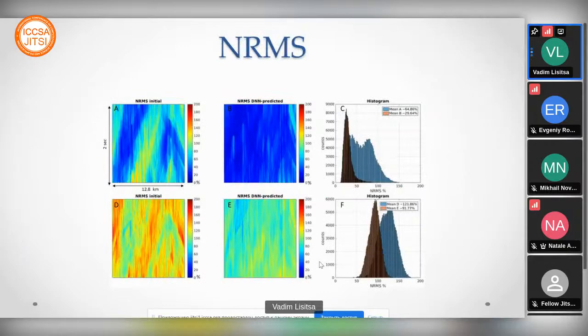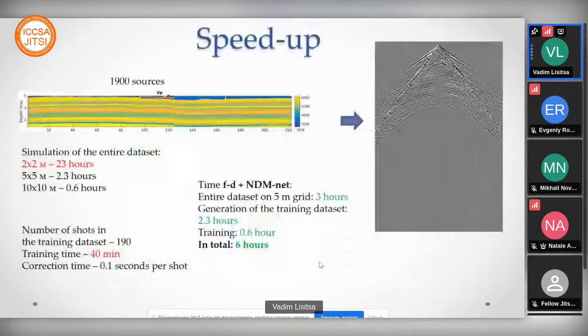Anyway, after that, we computed the normalized root mean square difference between the seismograms and estimated it, and we see that the difference indeed gets smaller than what we obtained with the MNET. And then we estimated the speed up for this particular example.